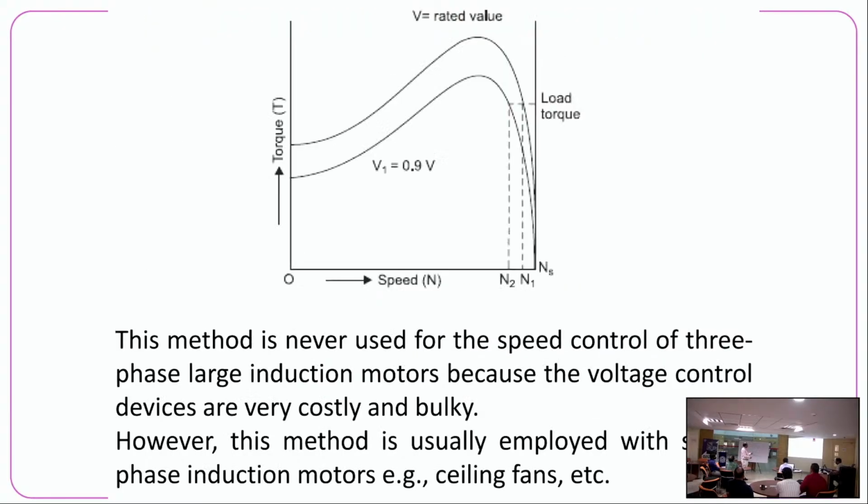The graphs are drawn like that. Same thing, voltage variation. Rated voltage, the top one is the graph. Voltage is reduced by 10%. If you apply 80% of the voltage, the graph changes like this. This method is particularly used for single phase induction motor control like fan motor, or voltage control.